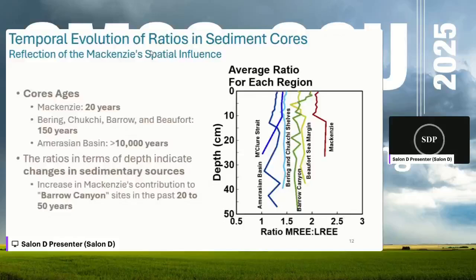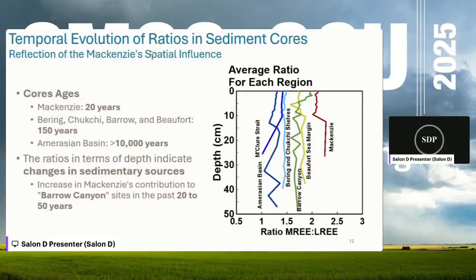the last 20 to 50 years, there was an increase in the ratio, which means that the medium rare earth element enrichment increased. And this could be due, as we said at the beginning, to an increase in particulate export from the Mackenzie. So it's a way that we can evaluate the change in sediment over time, sediment source.